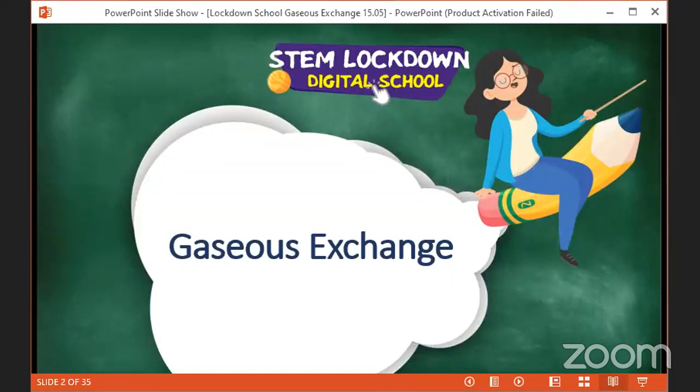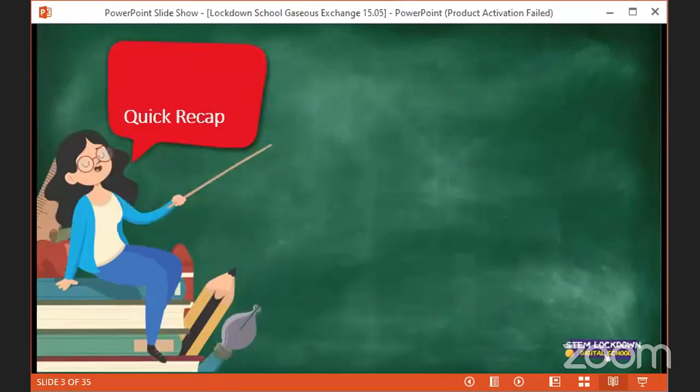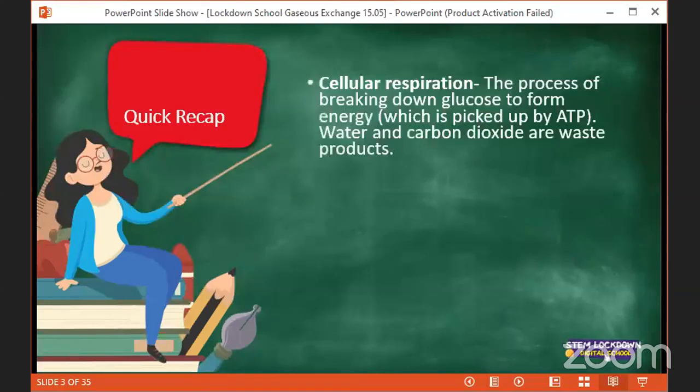So yesterday we started with a new topic, gaseous exchange, and we touched on some few definitions. So I'm just going to do a quick recap of those definitions. We looked at the definition of cellular respiration, and we said that this is the process of breaking down glucose to form energy, and water and carbon dioxide are waste products.